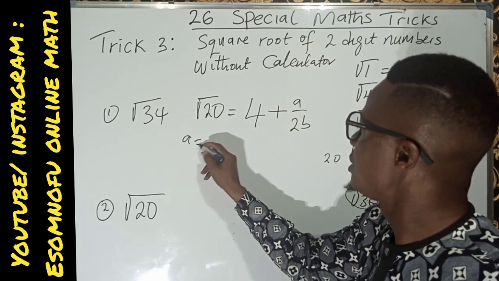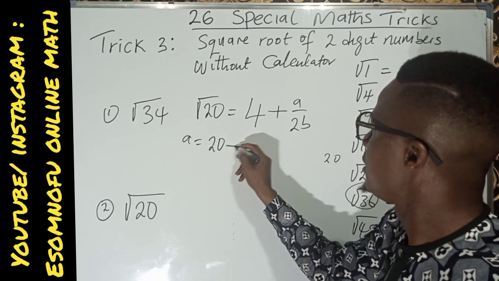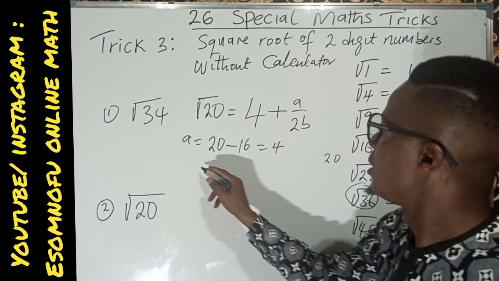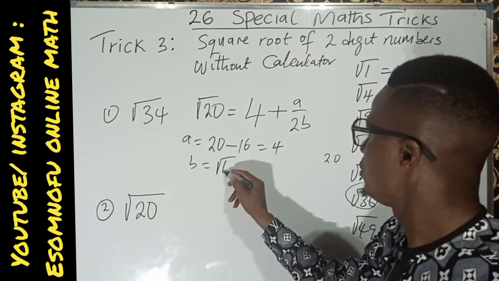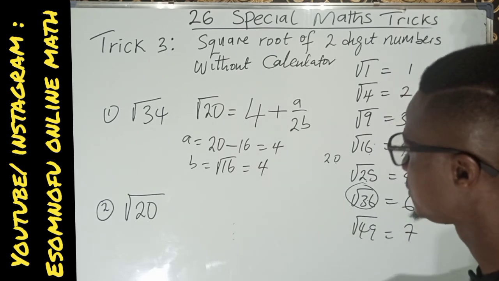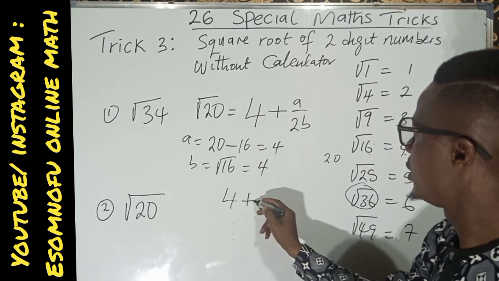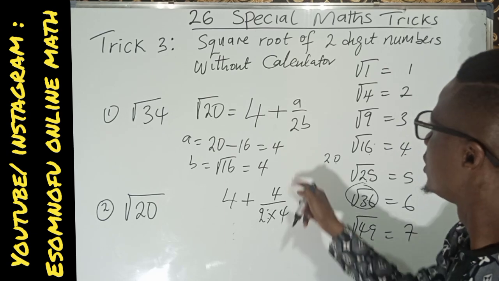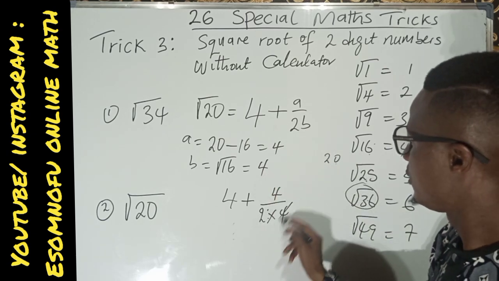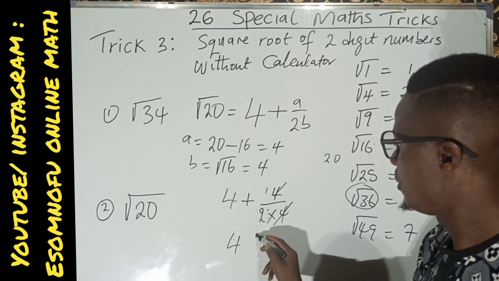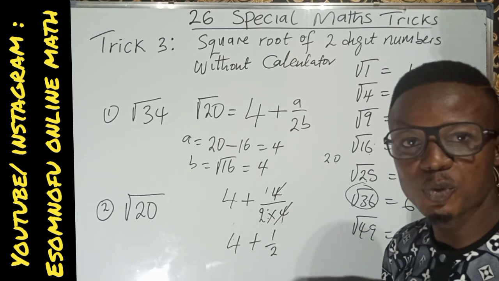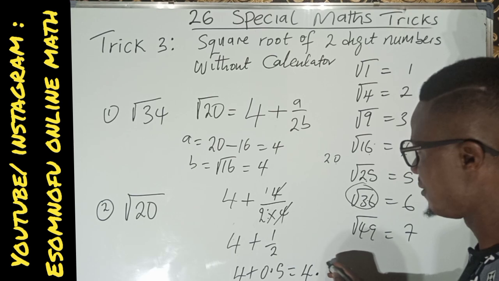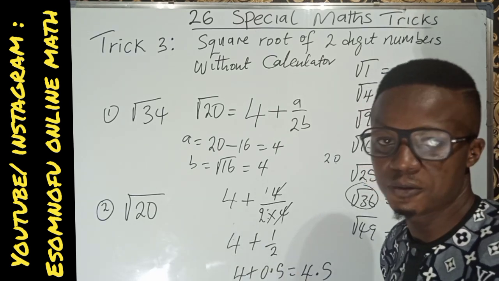Now remember, a is always the difference between the value you are choosing and the square root you are using, which will give us 4, while my b is equal to the actual square root of the number I'm using, which is still 4. So it's going to be 4 plus 4 over 2 times 4, because b is 4. 4 will cancel 4, leaving us with 4 plus 1 over 2. And 1 over 2 means 0.5, so we'll have 4 plus 0.5, which is 4.5. So actually, the square root of 20 is very close to 4.5.